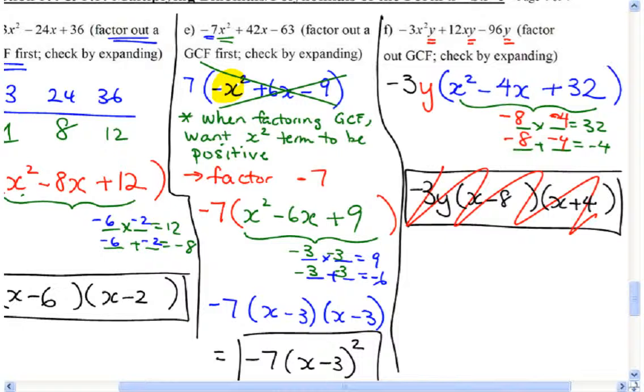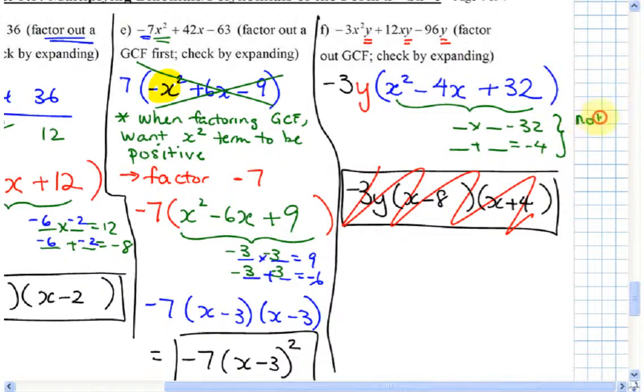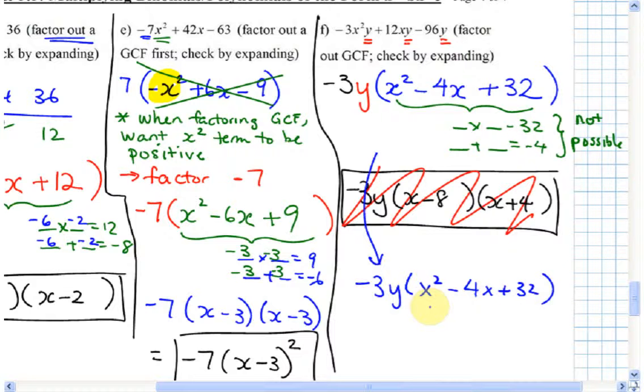Oh, help. Do you want to know the answer? You really want to know? You really, really want to know? Guess what? Not possible. Trick. So if it's not possible, then what do you do as your final answer? You just leave that as is. So this actually is your final answer. You cannot factor this part. Can't be factored. So leave it as is.